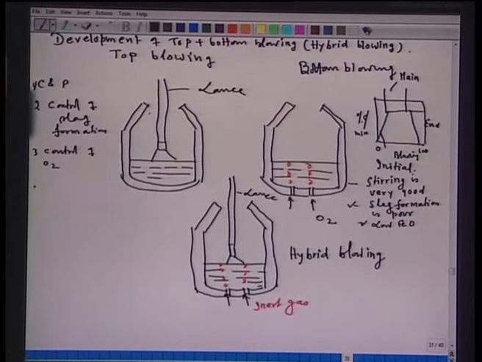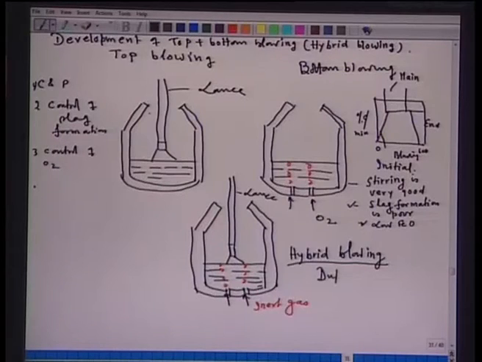So, why not combine the advantage of one process with the advantage of another? That is what gave birth to the process called top and bottom blowing, which is shown at the bottom. This is also called hybrid blowing, duplex blowing, and top blowing and bottom stirred processes. Well, there are several names.